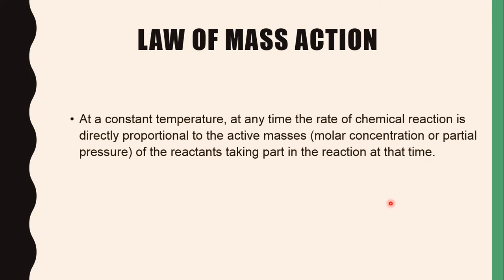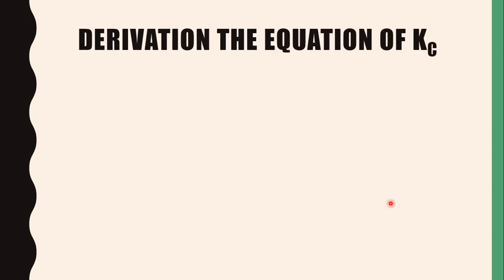When active mass is expressed as molar concentration, then we will get the equilibrium constant, that is Kc, the molar equilibrium constant. When active mass is expressed as partial pressure, then we will get the partial pressure equilibrium constant, that is Kp. Here we will derive the equation for Kc for different reactions. Derivation of the equation of Kc.